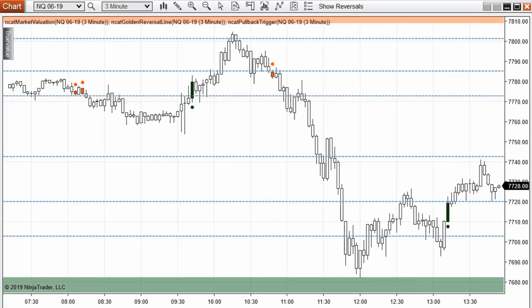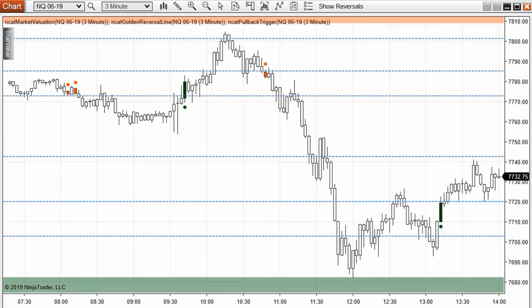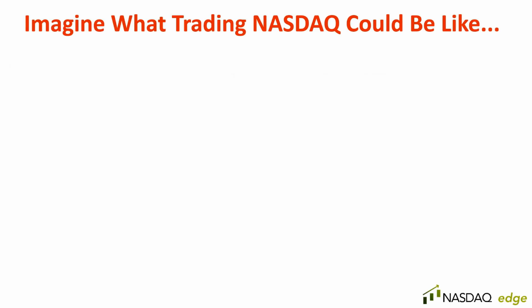So as you can see, the triple trigger tool suite in the NASDAQ Edge program gives you a much easier way to earn your fair share of bigger daily profits trading any time frame in the NASDAQ. If you're tired of getting betrayed by other so-called proven trade setups, then imagine what trading NASDAQ could be like.